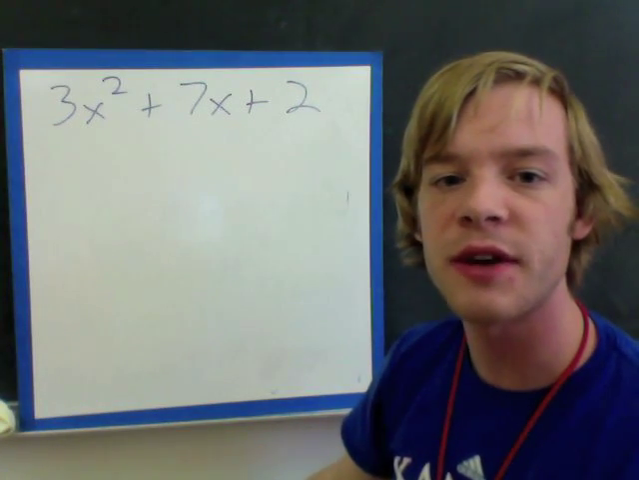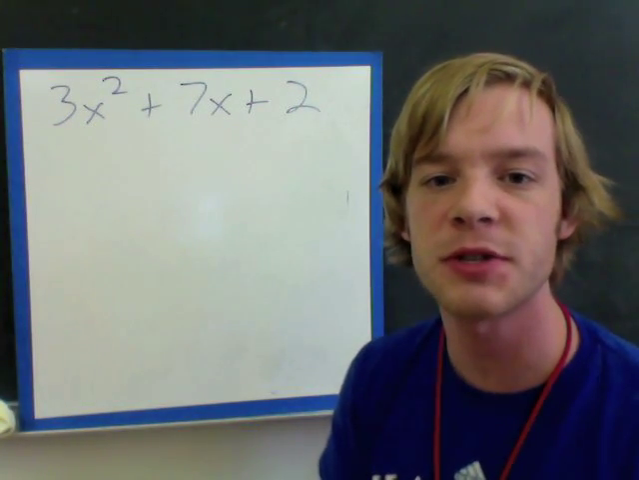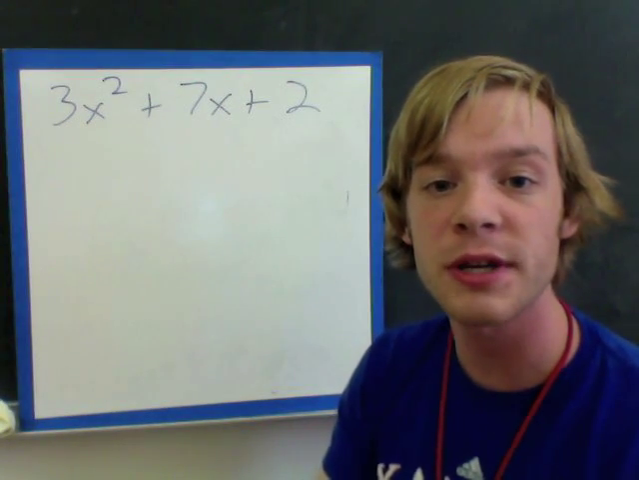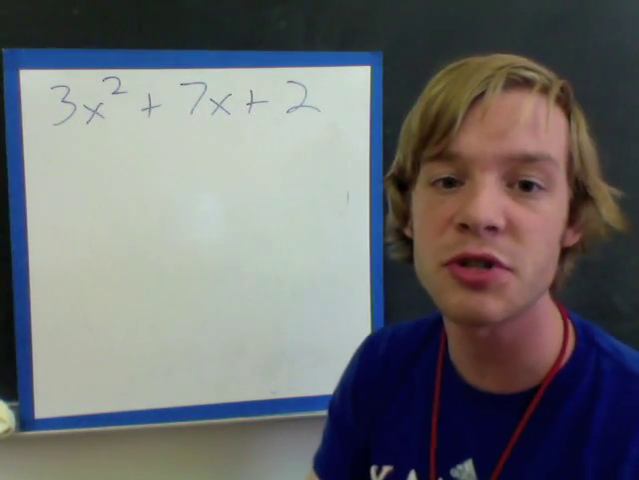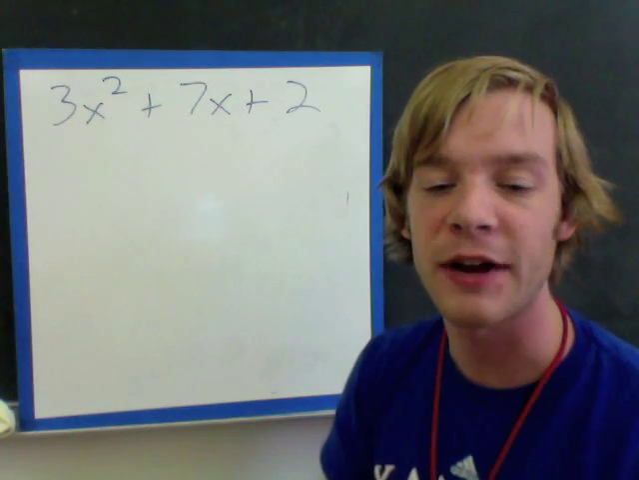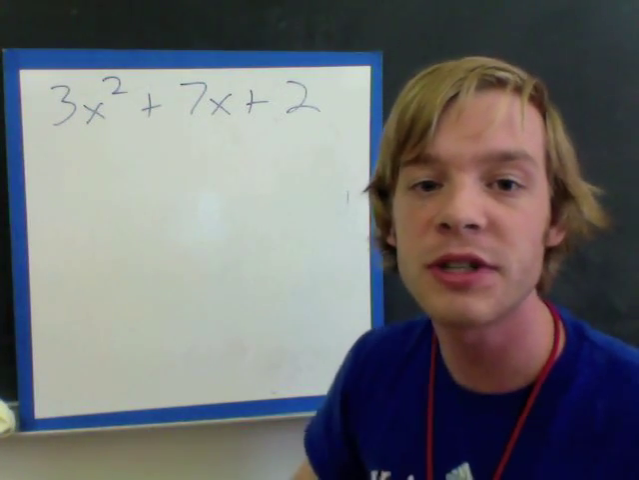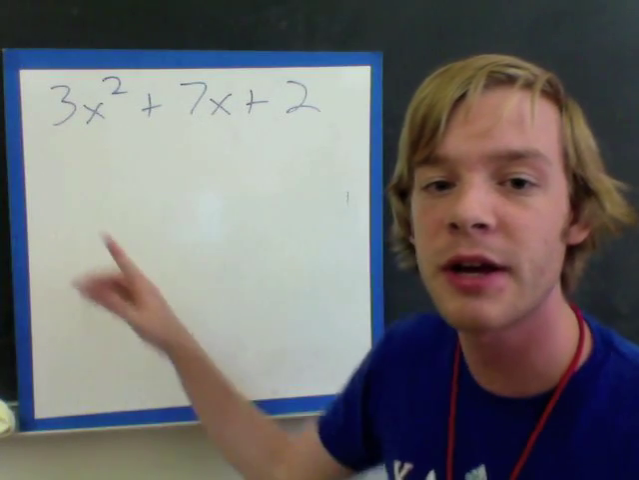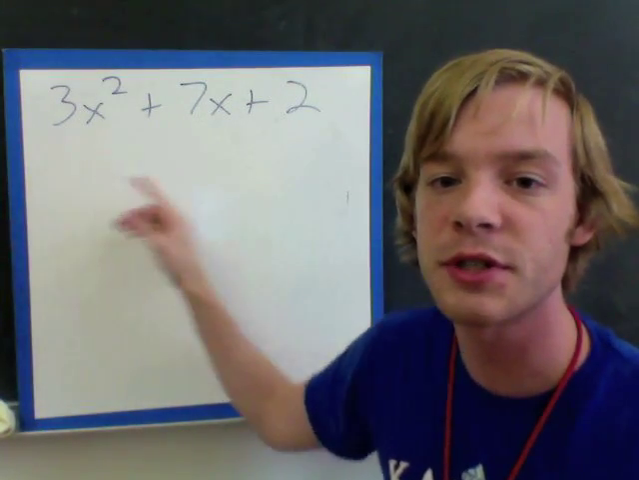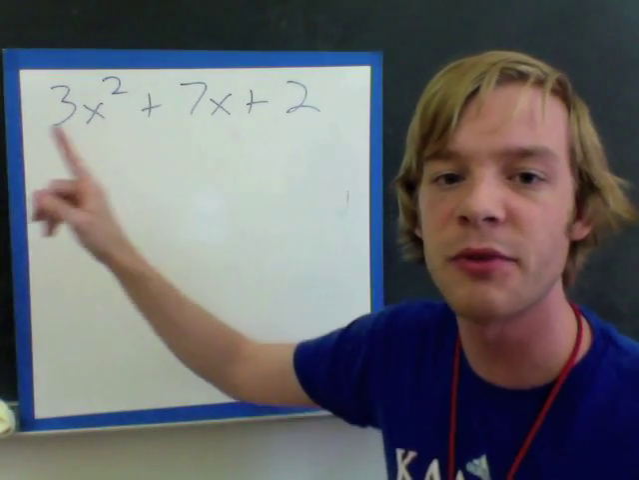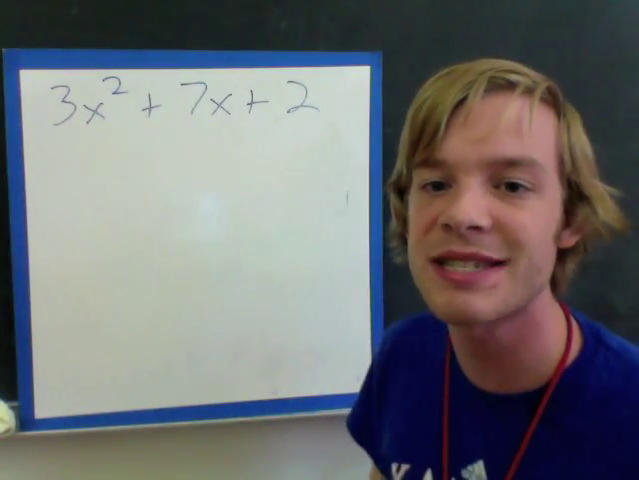As you see here, we've got 3x squared plus 7x plus 2, and there's not a number other than 1 that will divide both 3, 7, and 2, so there's nothing that we can factor out of this, but we can still solve this by grouping. The only difference is we start out by multiplying our first coefficient and our last number. We multiply the a and the c, so if we multiply 3 times 2, that gives us 6.